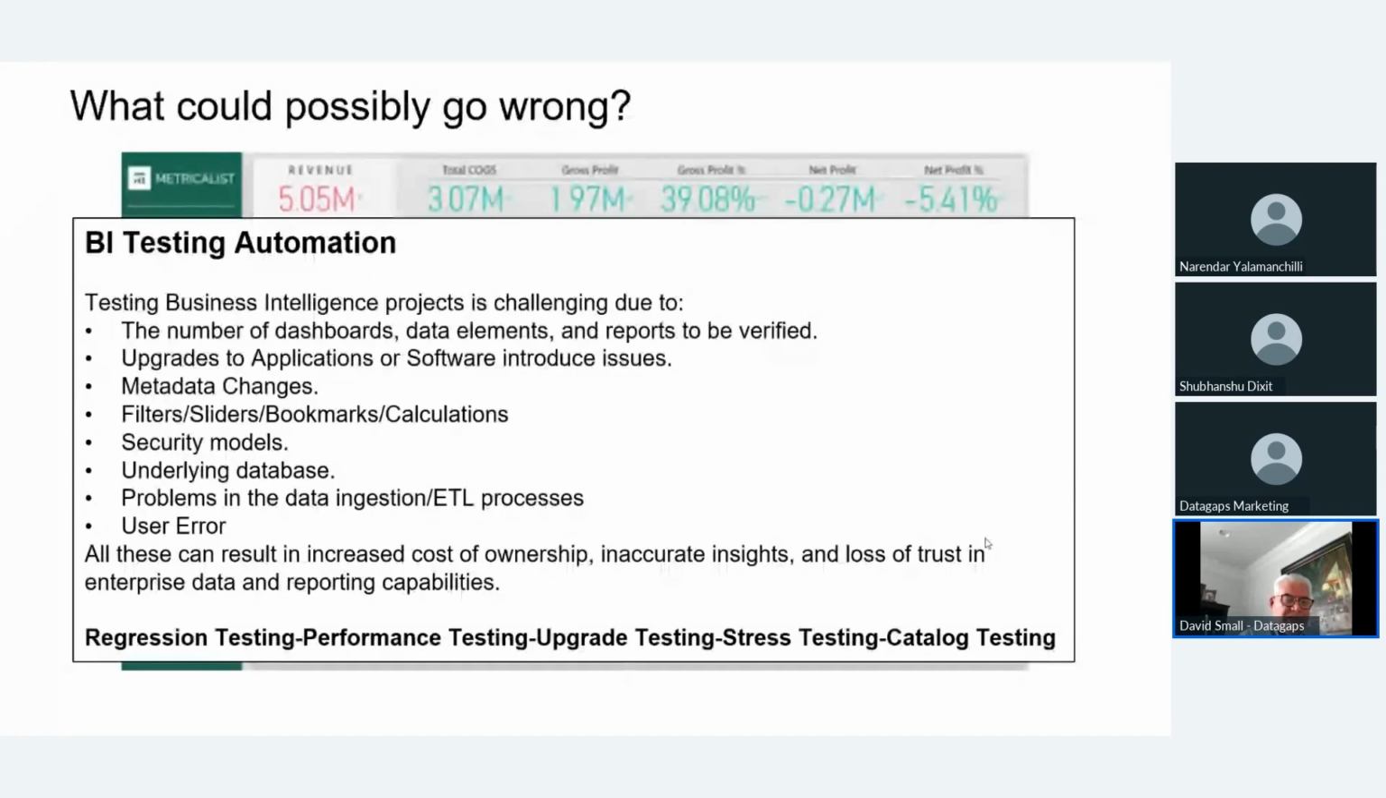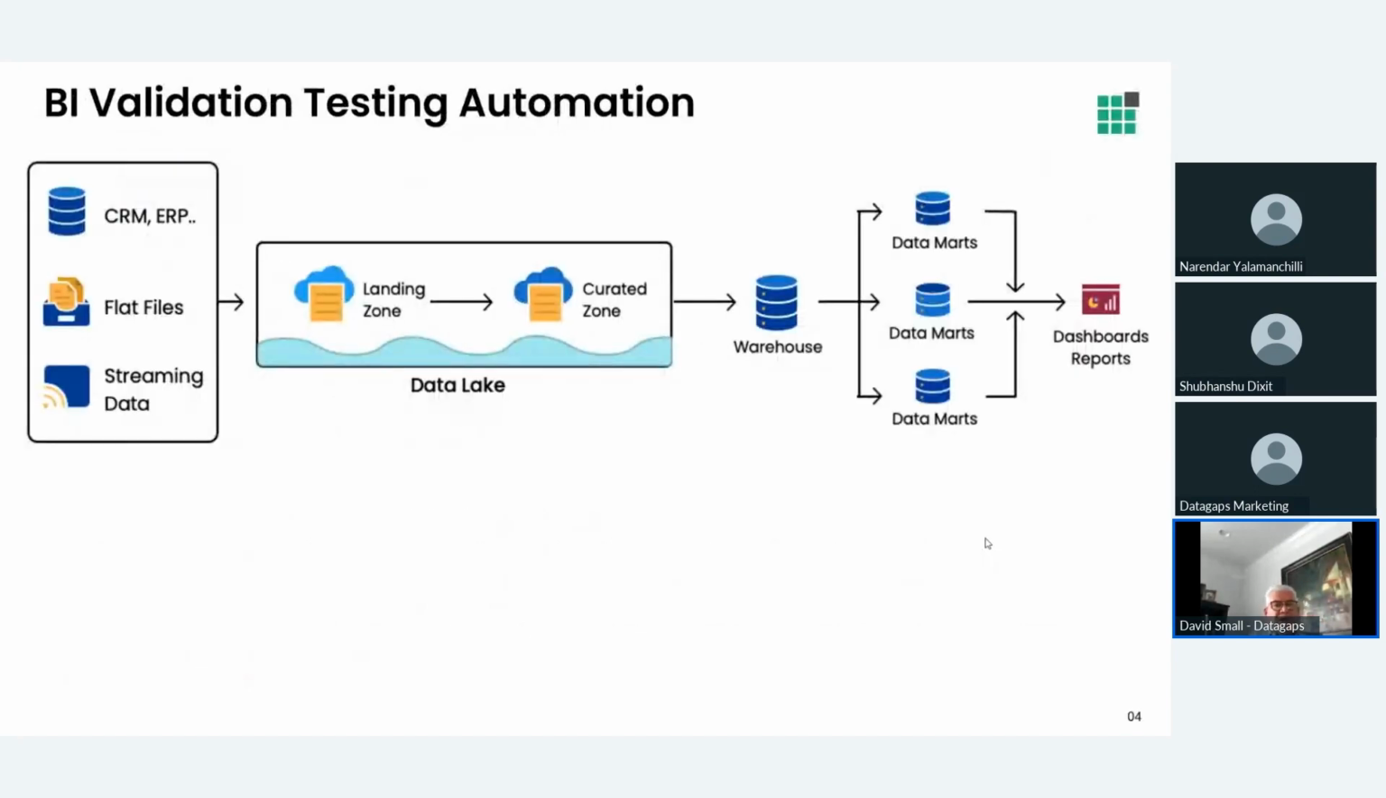So what we do, one part of what we do is the BI validation. We do regression testing, upgrade testing, catalog testing, a wide variety of things to make sure that your data analytics platform is running properly. So as data comes into the enterprise, we help validate that that data has been moved properly and it is of proper data quality. As it lands and moves through your ETL processes, we help validate that as well.